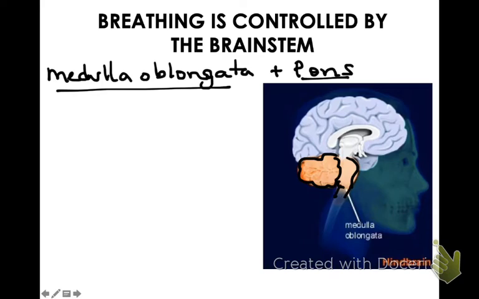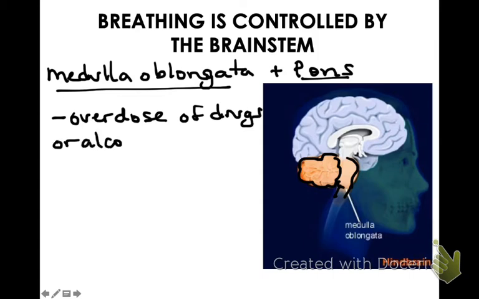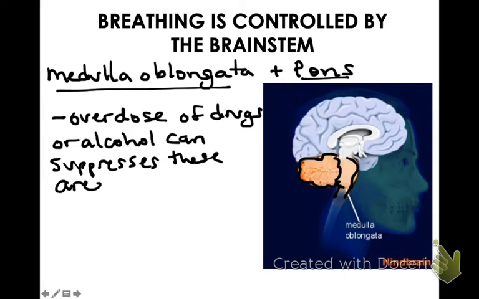Things that can affect your breathing: overdoses, and that's why it's so dangerous. If you have an overdose of drugs or of alcohol, those things can impair your brainstem's activity. So overdoses of drugs and alcohol can impair, or the fancy word they use is suppress. That means like to stop these areas of the brain. And so sometimes you will stop breathing if you have an overdose, and that could be what causes death eventually.